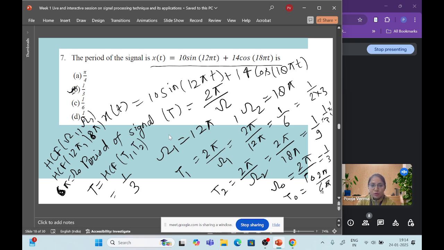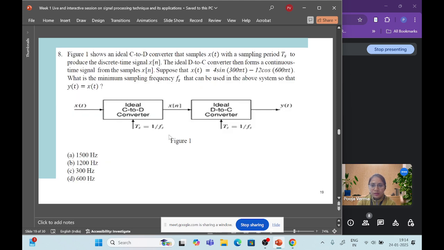Okay, so moving to the next question. The next question is figure 1.